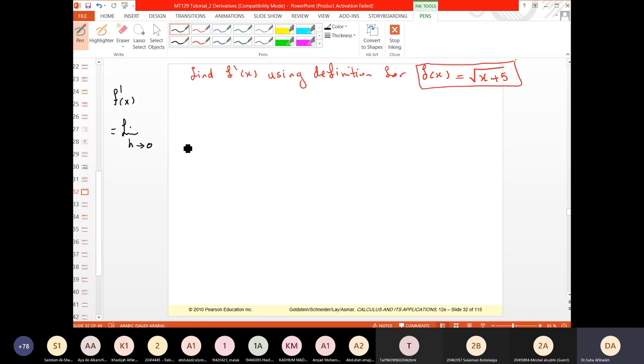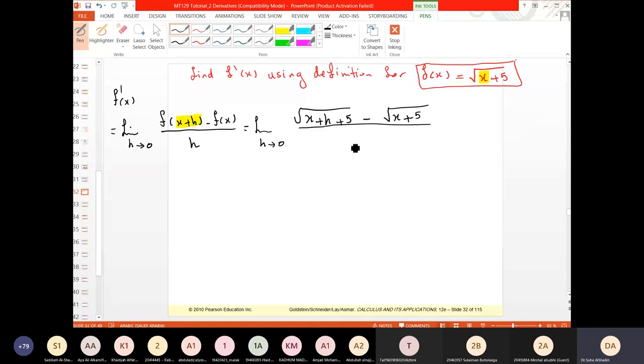It's equal to the limit as h goes to 0 of f at x plus h minus f of x, all divided by h. What does f of x plus h mean? I go to the function, remove the x and put x plus h in its place. This will be the limit as h goes to 0 of the root of x plus h plus 5 minus f of x, the same root of x plus 5, all divided by h. What should I do now? I have h down there.